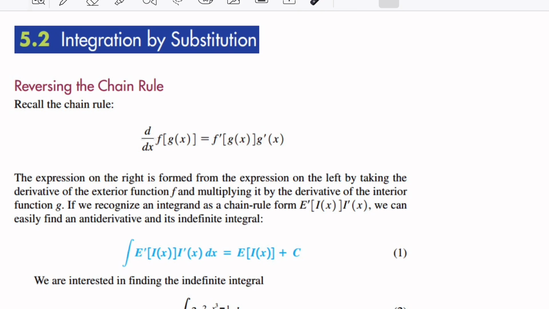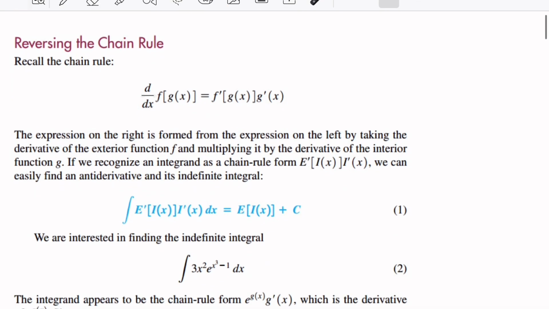If we recognize an integrand as a chain rule form here, we can easily find an antiderivative and its indefinite integral. So we're going to take the indefinite integral of this derivative here, which we found by using the chain rule. We're going to get that it's just equal to the composition of functions, this guy here. So let's look at an example here.